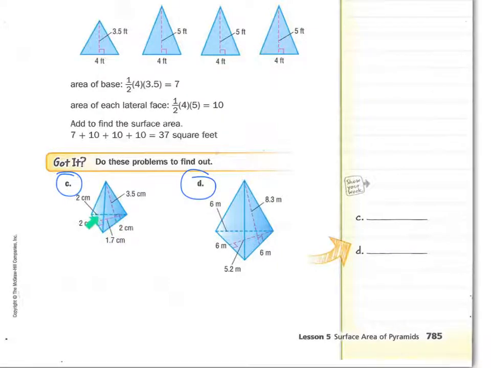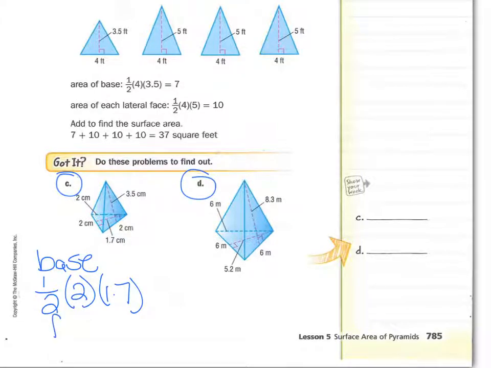So that means that all of the faces will be the same. So our base is going to be 1/2 times 2 times the height of 1.7. And then our faces are going to be 1/2 times, we have a base of 2 and a slant height of 3.5. So 1/2 times 2 times 3.5.